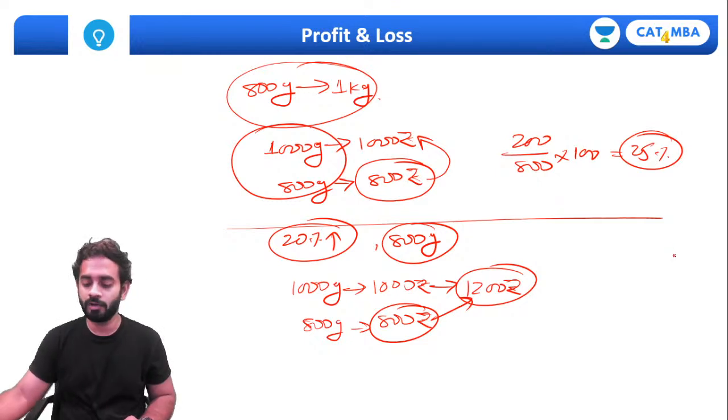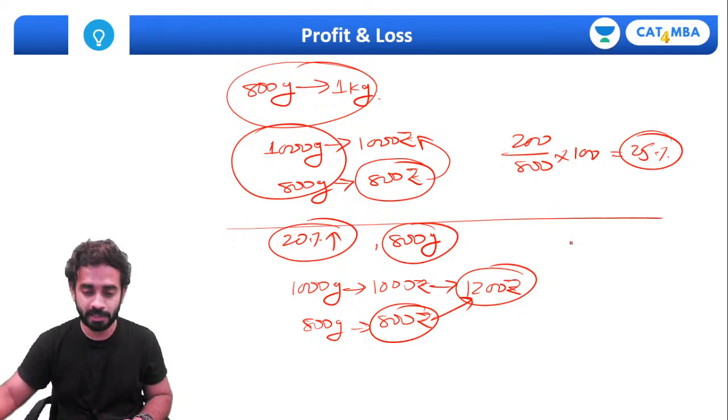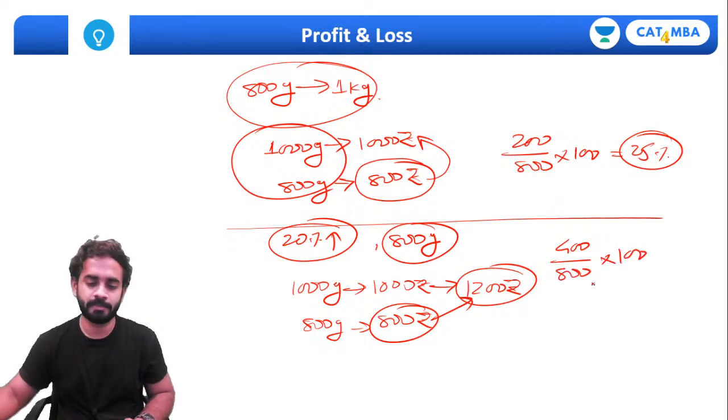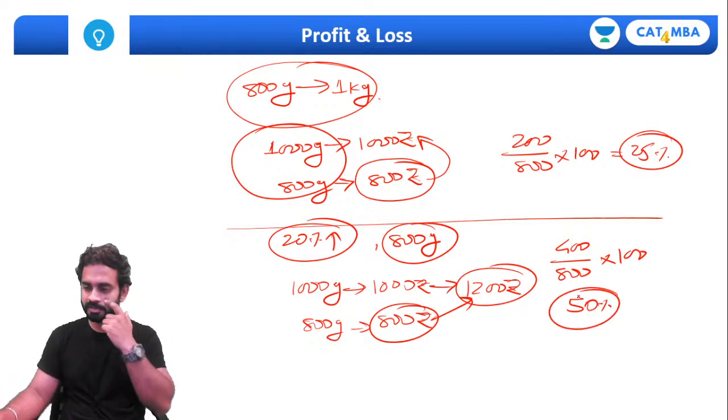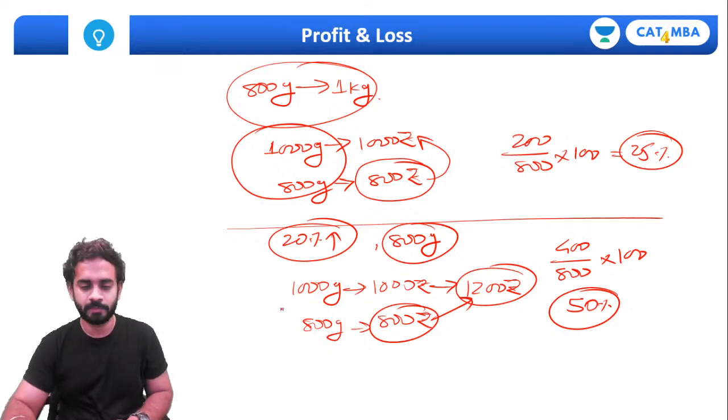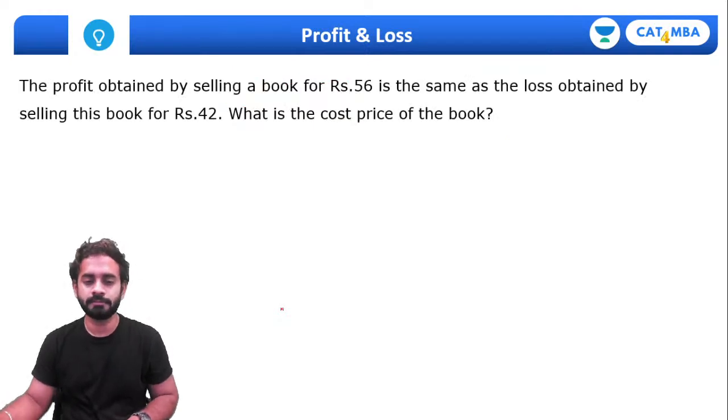Now what will be his profit percentage in that case? On 800, his profit is 400 rupees, so 400 divided by 800 multiplied by 100. Right, so in this case his profit percentage will be 50%. If you calculate this, the answer will be 50%. Correct? Yes, 50% is the correct answer. Correct. So let's move further.